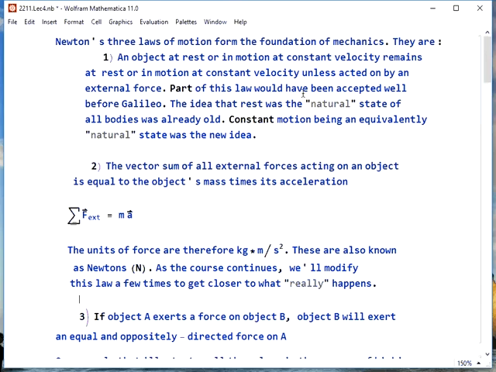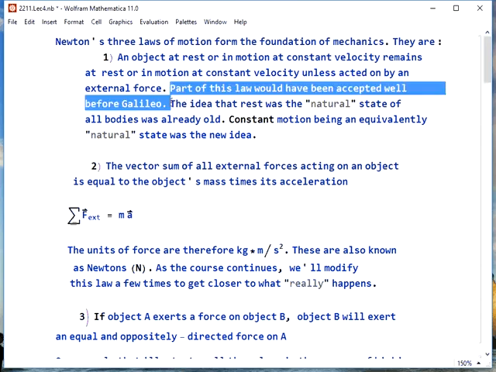Today we're going to start the actual physics. We're going to look at Newton's three laws of motion, and this is pretty much the base material for the entire course, and actually most of the next course. So Newton's three laws are, number one, an object at rest or in motion at constant velocity remains at rest or in motion at constant velocity unless acted on by an external force.